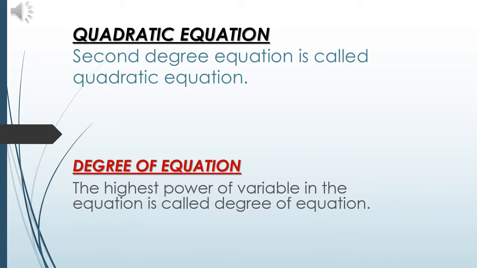When the highest power of variable in the equation is 1, its degree is 1. When the highest power of variable is 2, its degree is 2. When it is 3, its degree is 3. And when it is 4, its degree is 4. So it must be noted that second degree equation is called quadratic equation and degree of equation shows the highest power of variable in the equation.